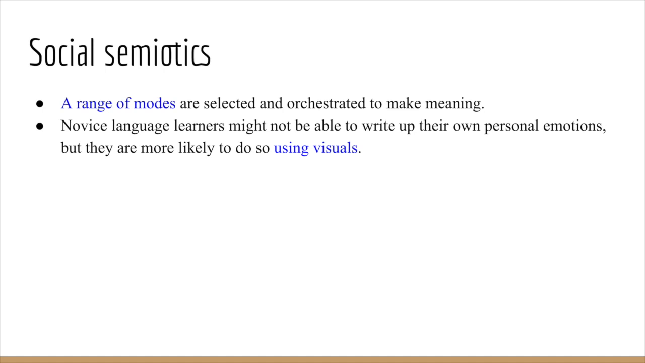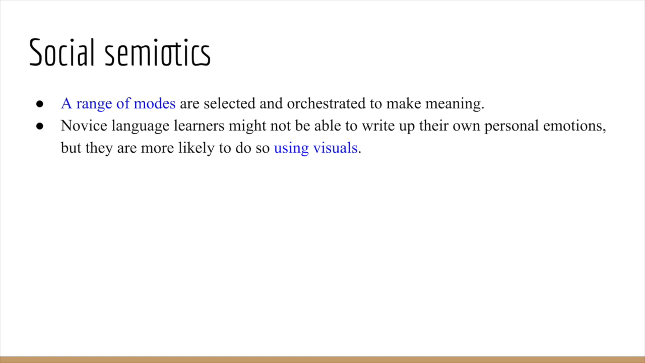Before moving on to how I ran a project to achieve the research purpose, I would like to introduce some concepts. The first concept is social semiotics, which describes the complex ways in which a range of modes are selected and orchestrated to make meaning. More specifically, verbal, visual, and other semiotic resources are combined to achieve specific communicative purposes.